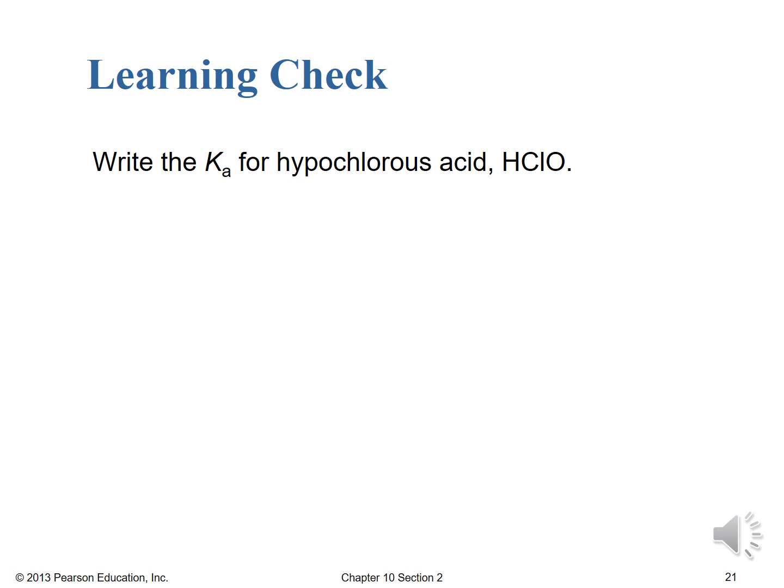Okay, so here we are. Now you're being asked. Here's a learning check to end this section. Your job is to write the Ka for hypochlorous acid, HClO. So if you remember our last step, first you'll write the equation for the dissociation of HClO, and then you'll set up the Ka expression. Pause the video here, do that work, and then when you're ready to check that work, please do start us back up.